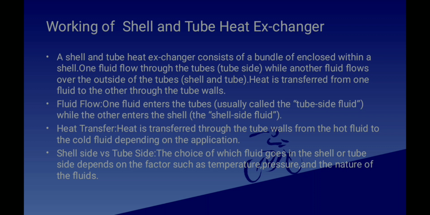A shell and tube heat exchanger consists of a bundle of tubes enclosed within a shell. One fluid flows through the tubes, which is the tube side, while another fluid flows over the outside of the tubes, which is the shell side, and heat is transferred from one fluid to the other through the tube wall. So first, fluid flow. One fluid enters the tube, usually called the tube side fluid, while the other enters the shell, usually called the shell side fluid. Next, heat transfer.